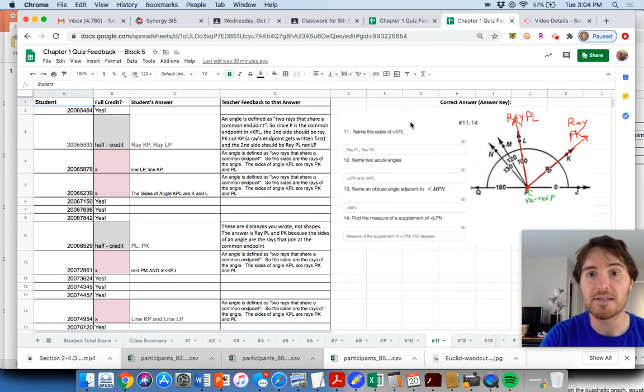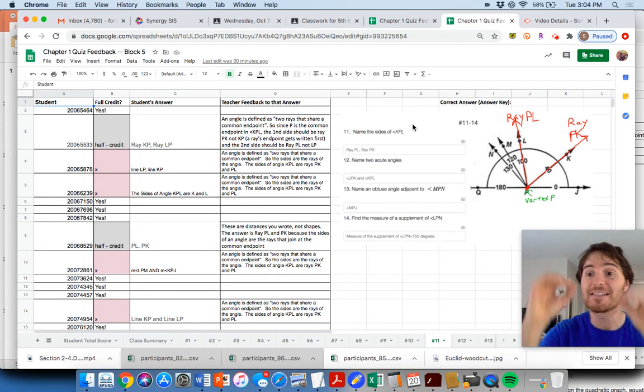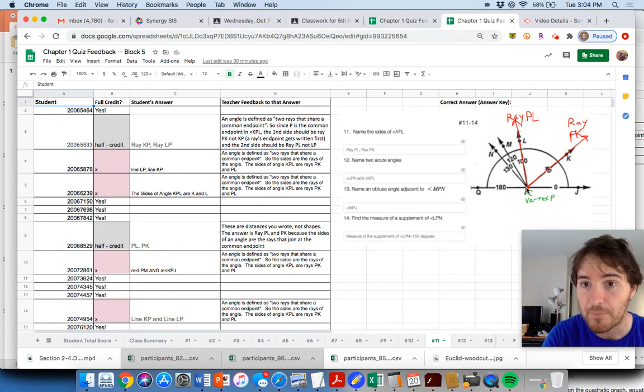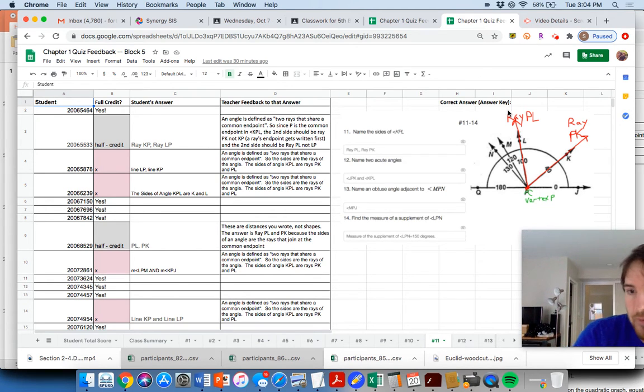Should be pretty easy to read this here. Angle KPL, its sides have got to be ray PK and ray PL, right? Ray PK and ray PL, because P is the vertex. We see it here. P is the vertex. And then visually we see PK and PL are the sides, right?